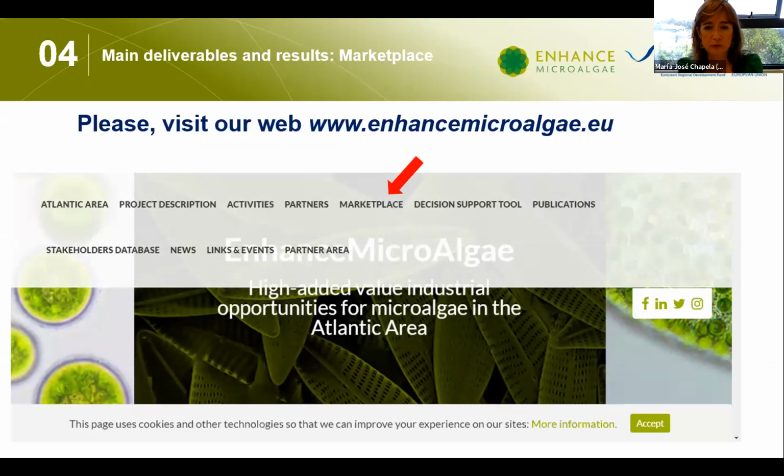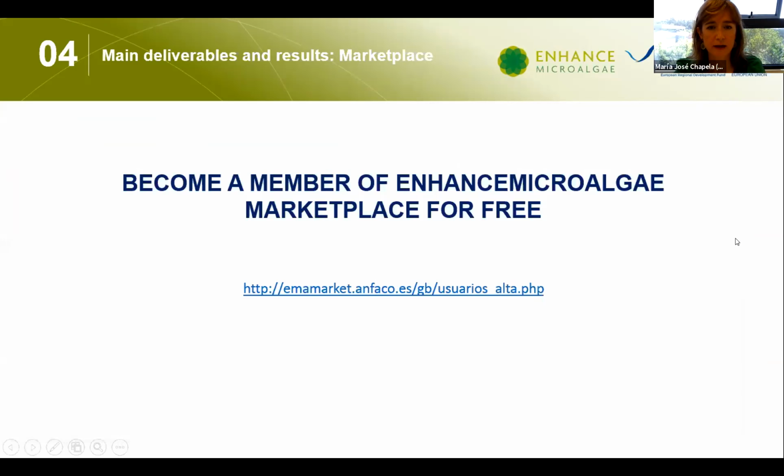So to know a little bit more about the marketplace, we have to visit the web of the project. Inside the web of the project, we have this in the menu. We have the marketplace there. I'm going to try to show you virtually the marketplace, how it's doing now. I'm going to share this.